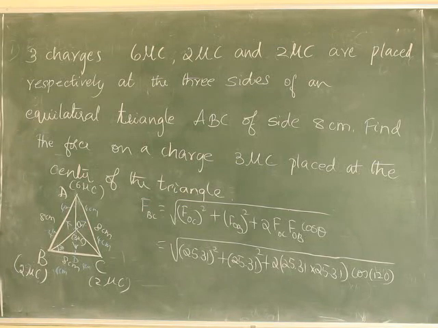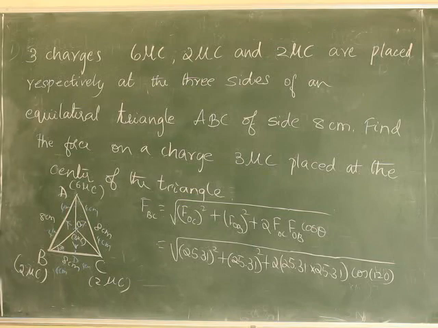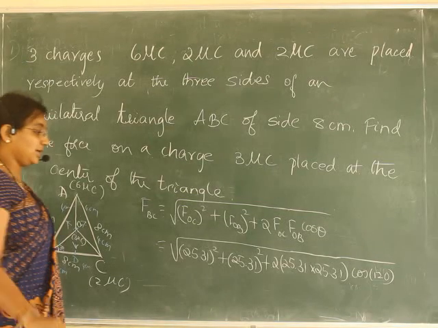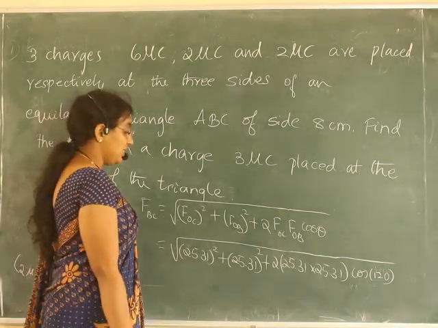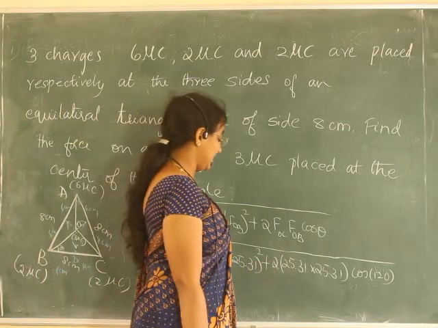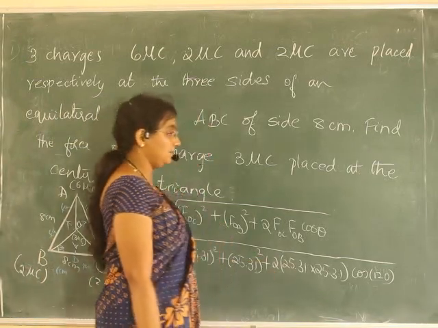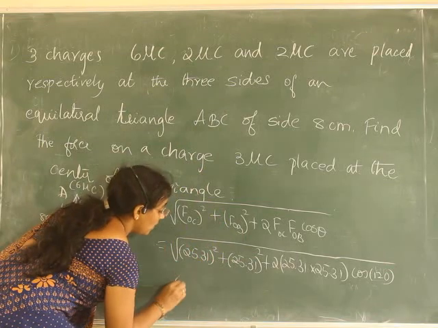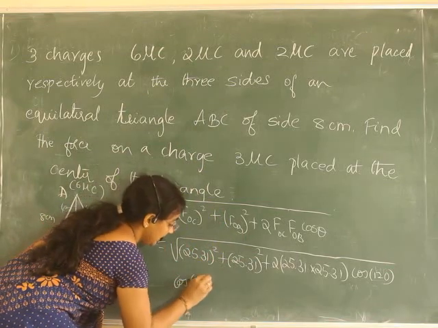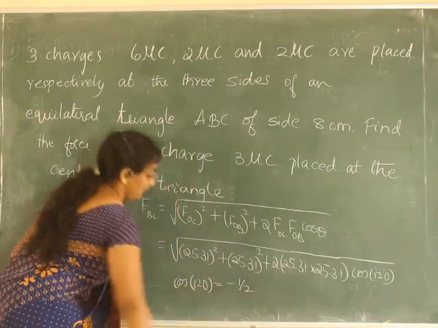What is the value of cos 120? Cos 120 is minus half. Therefore, that 2 and this 2 will get cancelled. Here the minus sign will come. Cos 120 is equal to minus half.